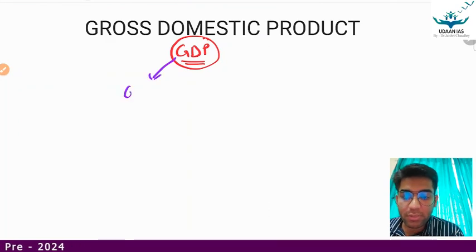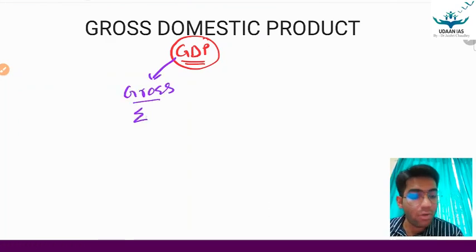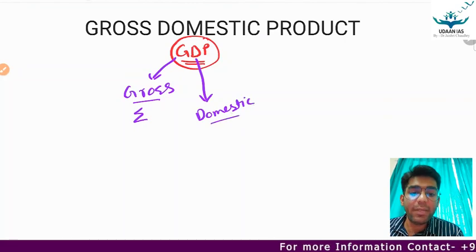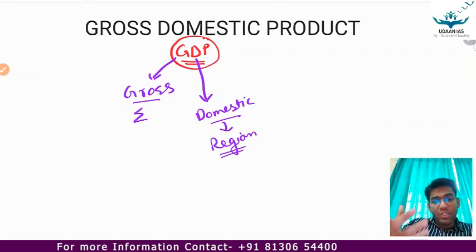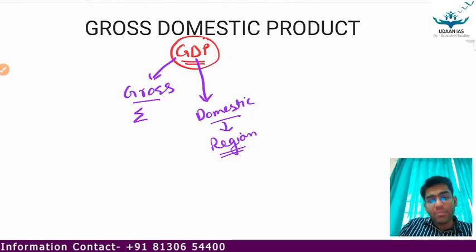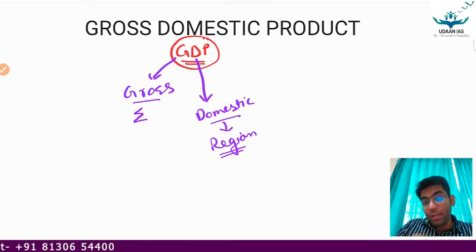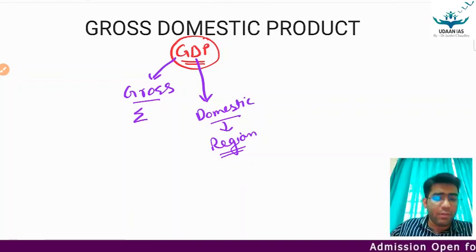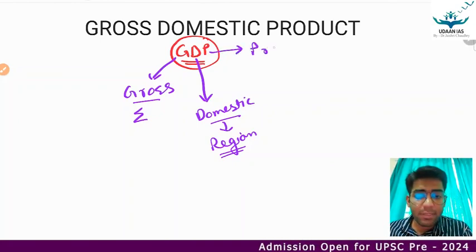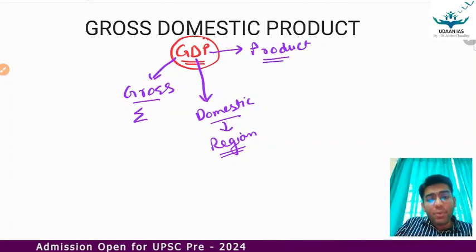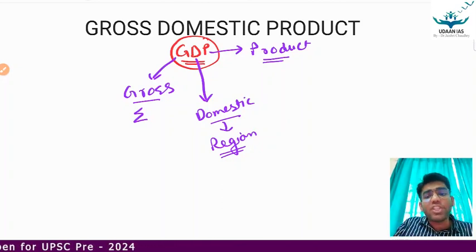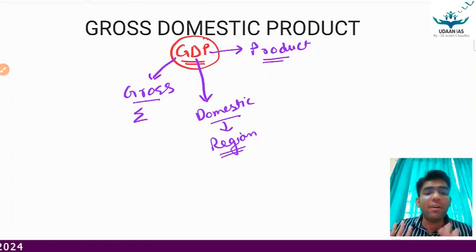Number first is gross. Gross means summation of all, that is addition of all. D means domestic. Domestic in turn means within a particular region. When we are talking about the GDP of a state, the state becomes our region. When we are talking about the national GDP, we are talking about the GDP of a particular nation, that is India or any country. Similarly, P stands for product. So gross domestic product is whatever we are producing in a particular region, add it all up, and that will be our GDP.